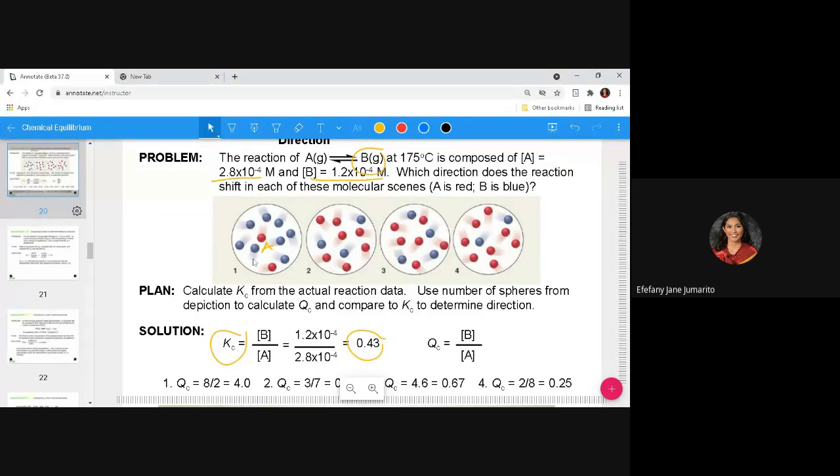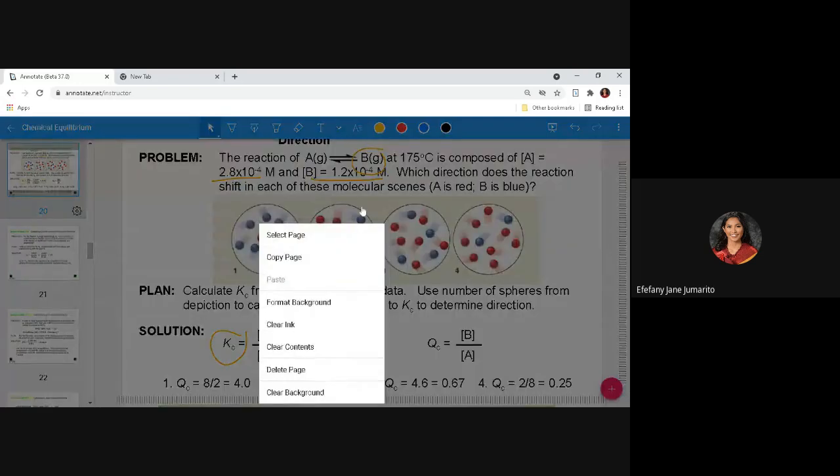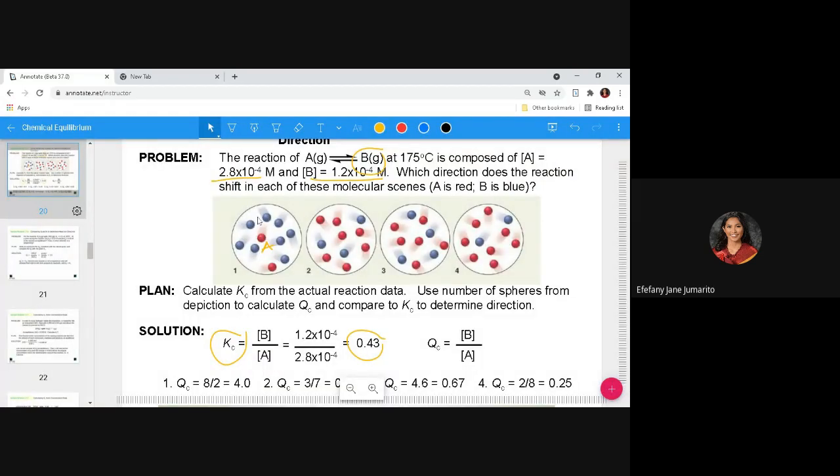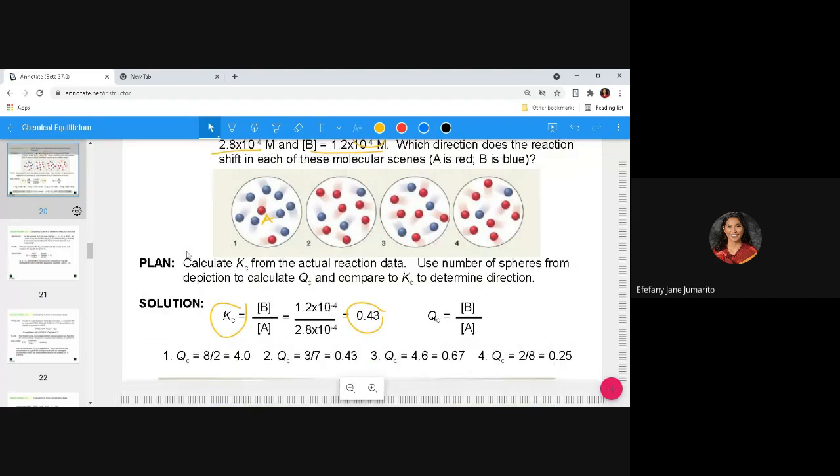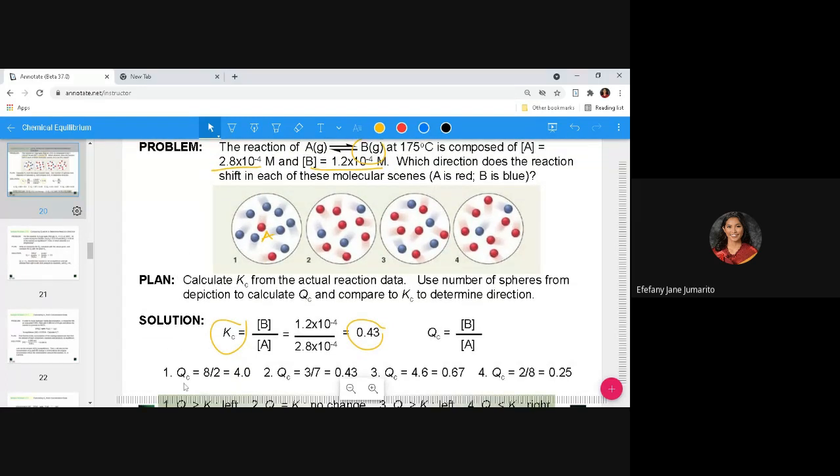Now, which direction does the reaction shift in each molecular scene? Okay, so this is at any given time. We have picture 1 at any given time, picture 2 at any given time, picture 3 here. Basta, these illustrations are at any given point in time, and the concentrations are given. Okay, so by that, let's write QC. In order to get QC, it is just product over reactant.